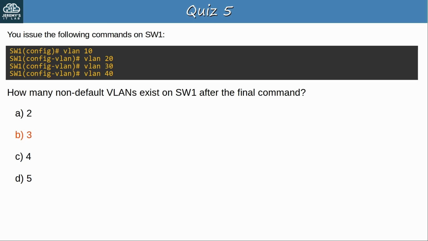Okay, the answer is B, 3. VLANs 10, 20, and 30 exist on switch 1. VLAN 40 does not yet exist. Although you are in VLAN config mode for VLAN 40, VLAN 40 isn't actually created until you exit VLAN config mode, or enter VLAN config mode for another VLAN. That's a little quirk about creating VLANs in Cisco IOS.